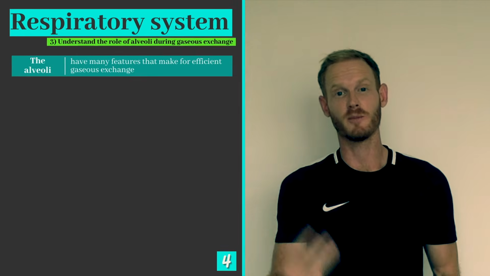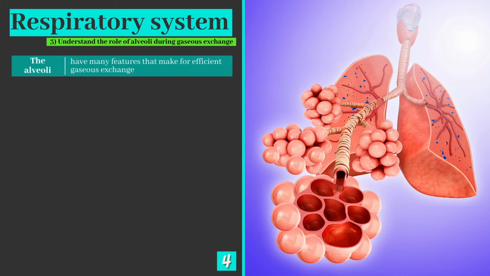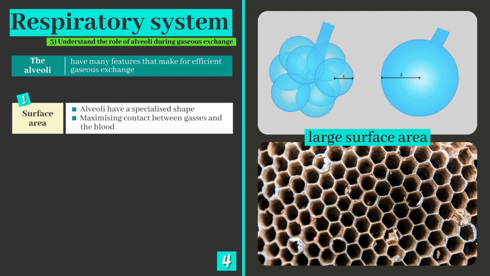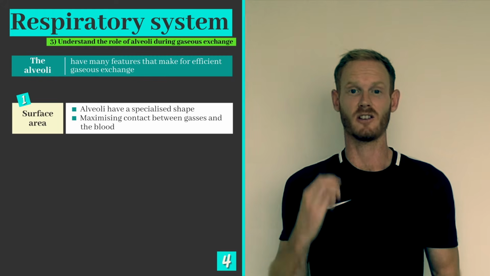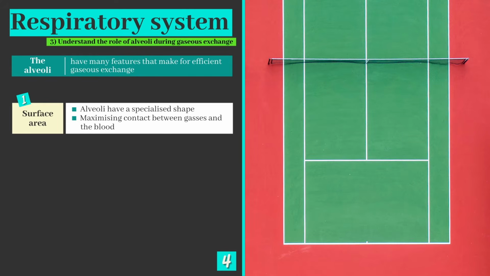Our third learning objective requires us to look at the alveoli in greater detail. We need to describe the physical features of the alveoli and explain how these features enable them to carry out their role efficiently. The first thing to note is their huge collective surface area. The air sacs have a specialised shape, maximising contact between the oxygen-rich air within and the surrounding blood outside. This, combined with the fact that they're so numerous, means that their total surface area, if laid flat and side by side, is similar to that of a tennis court.